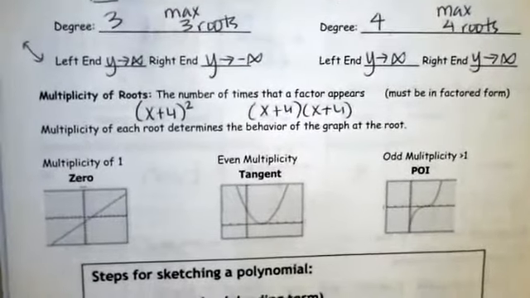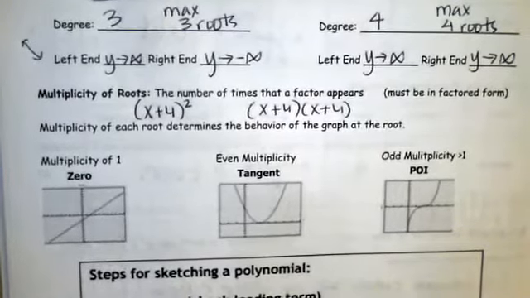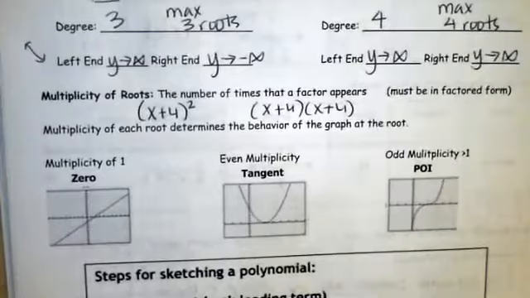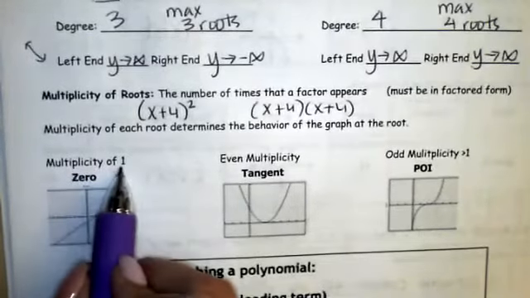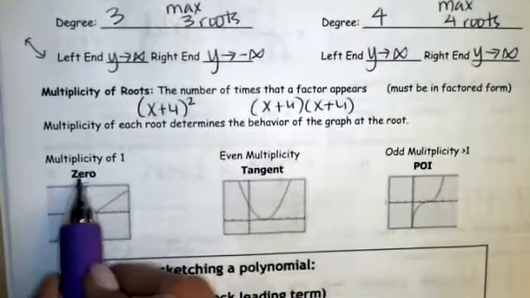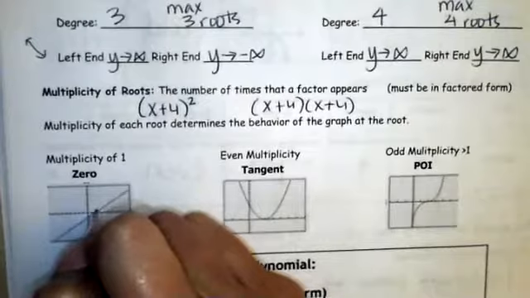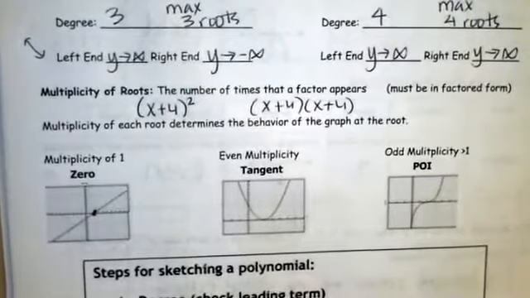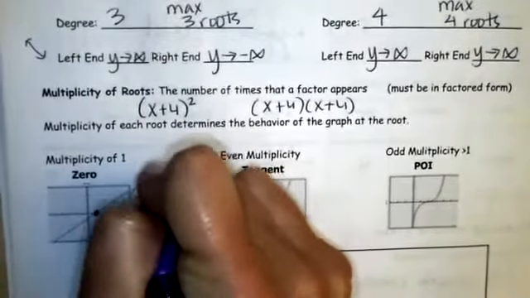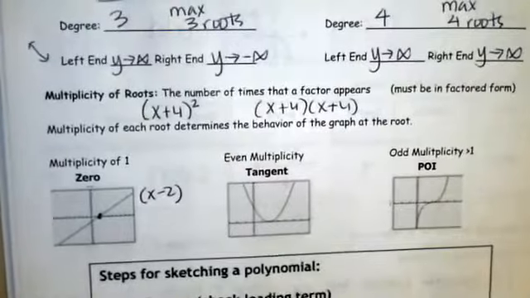That tells us kind of what's going on in the middle. So end behavior tells us what's going on at the very ends of the polynomial. This multiplicity is going to tell us what's going on in the middle of the polynomial. If the factor has a multiplicity of 1, then it's going to be a regular 0 where it crosses the x-axis. So that would look like x minus 2. You've seen that quite a bit.